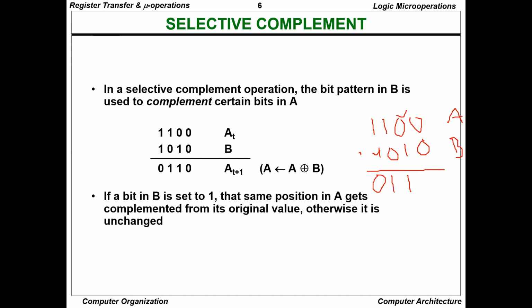So what about the fourth bit, that is LSB? LSB we have 0 here. So no need to change, directly write 0. So what we got here, the final value is 0110. So what exactly is this value? It's nothing but the XOR operation, right? Selective complement is nothing but your XOR operation. So if a bit in B is set to 1, that same position in A gets complemented from its original value. Otherwise, it is unchanged. Hope it's clear for you.